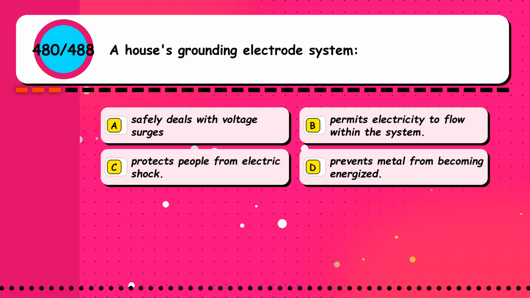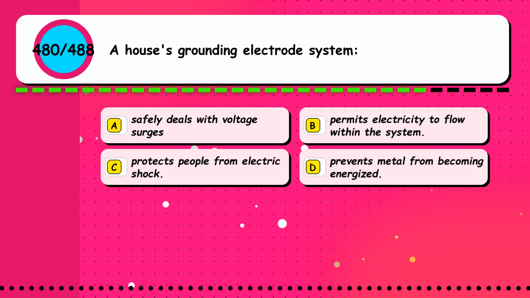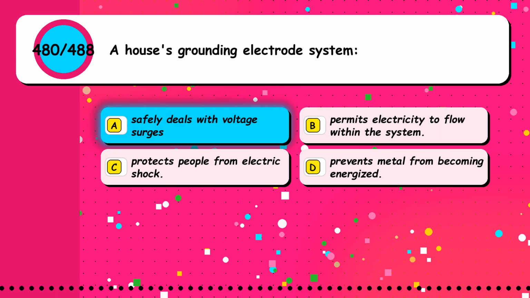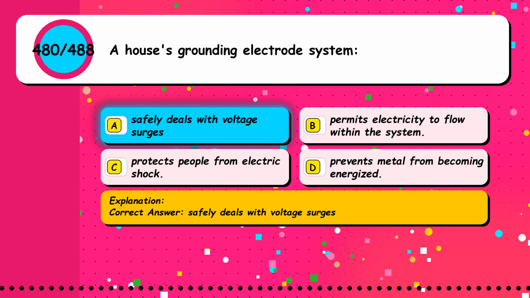Question 480. A house's grounding electrode system: Option A, safely deals with voltage surges. Option B, permits electricity to flow within the system. Option C, protects people from electric shock. Option D, prevents metal from becoming energized. The correct answer is option A, safely deals with voltage surges.